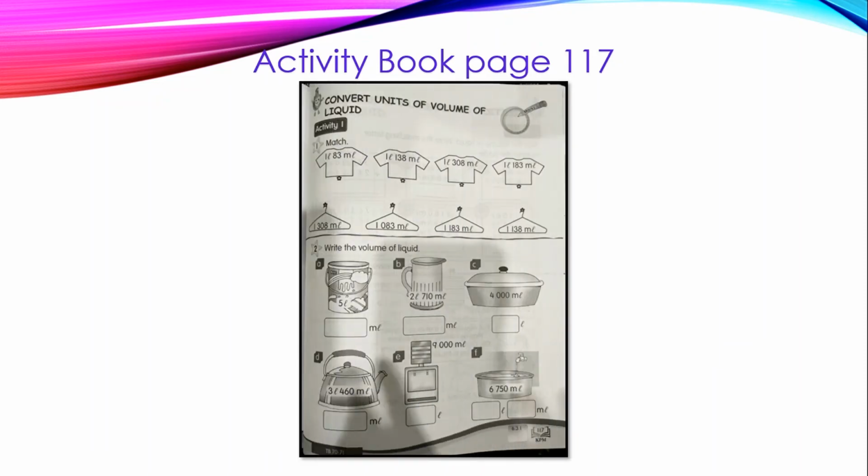Now class, we go to activity book page number 117. Convert units of volume of liquid. Activity 1, match. Activity 2, write the volume of liquid.